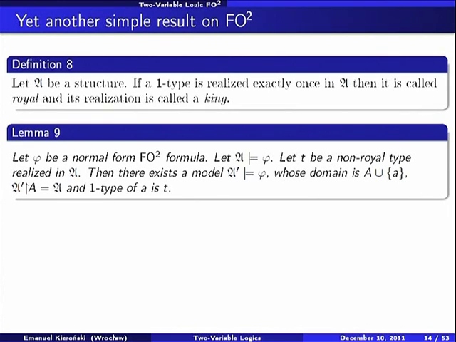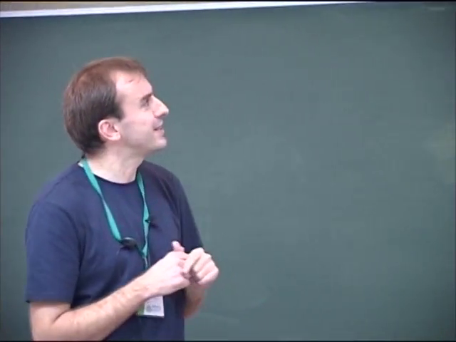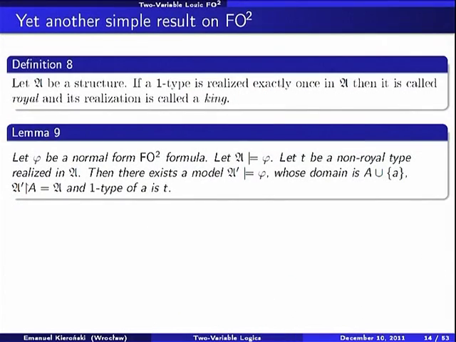In the further part of my talk, I will need one more simple observation. Let me define a notion of a royal type and a king. These are the notions which appear in the original paper by Grädel, Kolaitis, and Vardi. So what is a king? Consider a structure. A king is an element whose one type is realized only once in this structure. And such a type is called royal. Recall that we can enforce royal types. We can say, for example, that there is at most one p in a model: for all x, y, if p(x) and p(y), then x is equal to y.